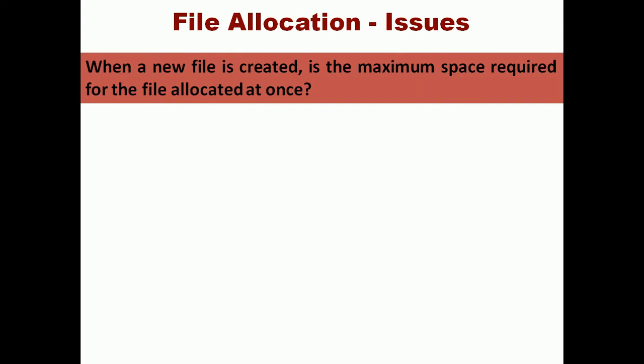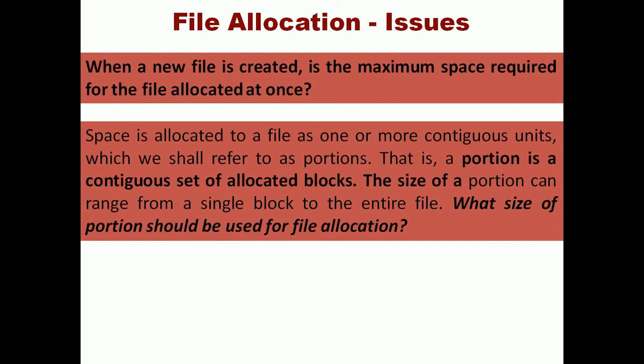There are certain issues associated with file allocation. One: when a new file is created, is the maximum space required for the file allocated at once? That is, whenever we create a new file, is the maximum size required for the file allocated at once, so that within the same block we are able to store the entire file or not. The space is allocated to a file as one or more contiguous units, which we shall refer to as a portion.